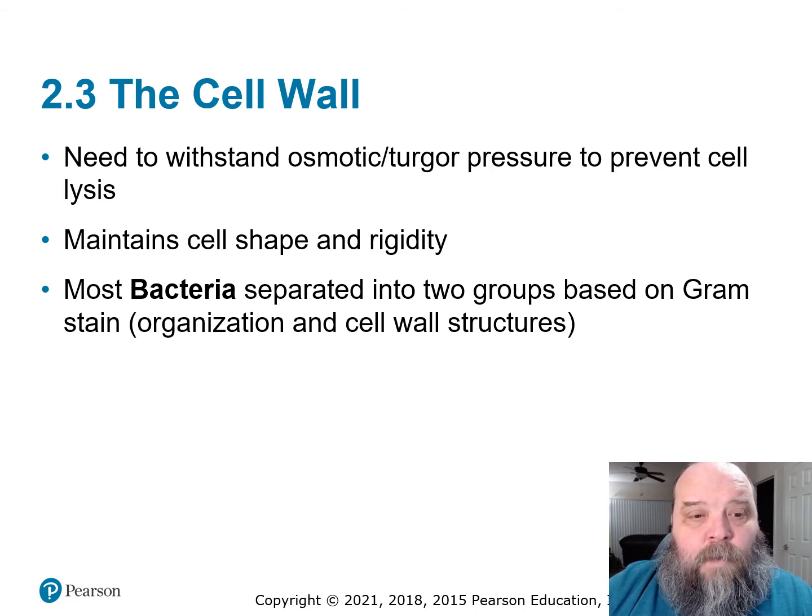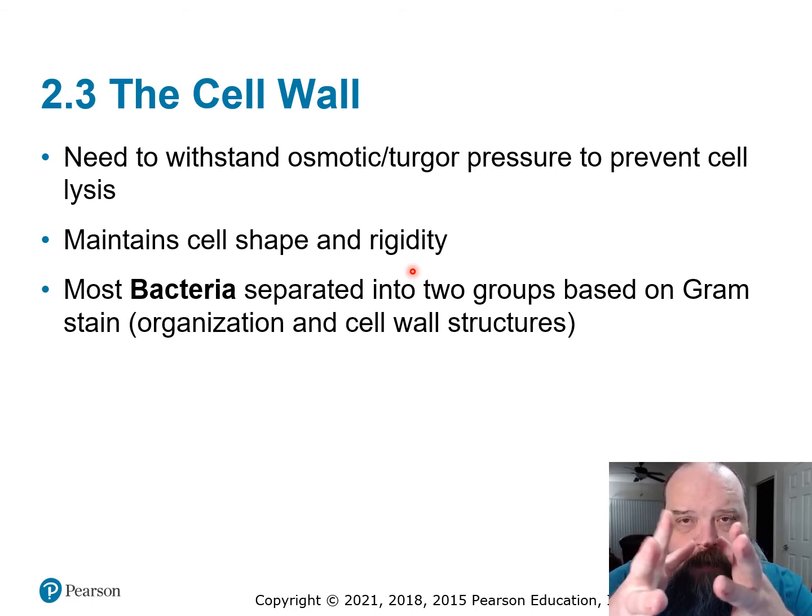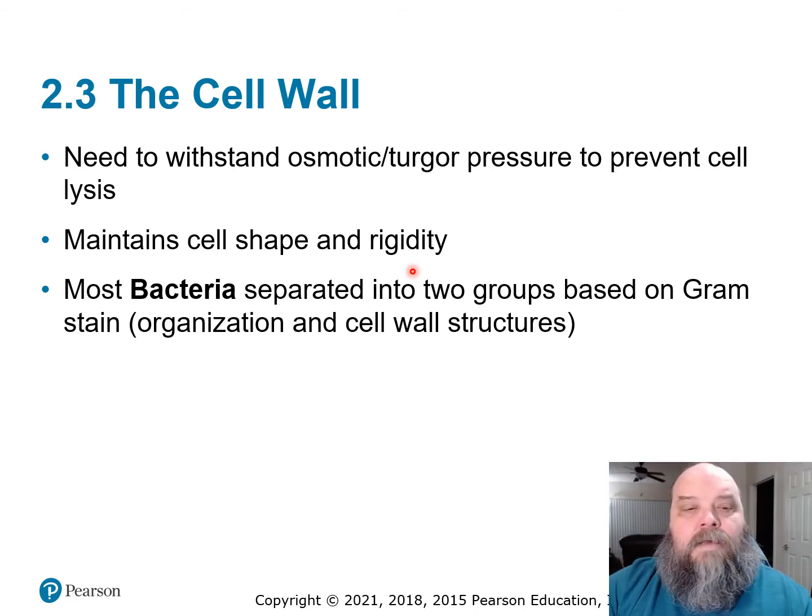So by having a cell wall, it will allow that cell to have some rigidity, counter osmotic pressure, so it can only swell up so much. Cell wall holds it there. It can only shrink so much. The cell wall's anchored to this cytoplasmic membrane and won't let it shrink anymore.